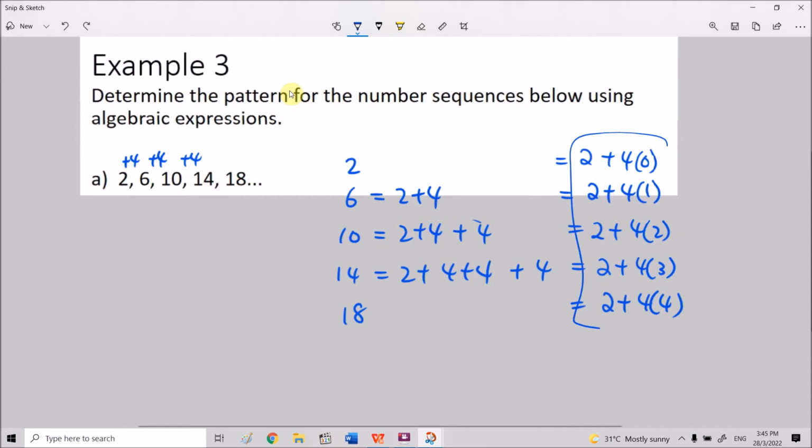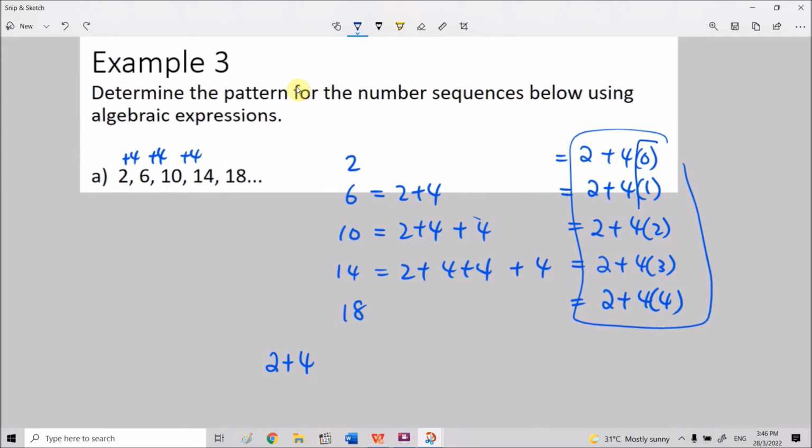Hence, if you want to write this, the pattern for the number sequence is 2 plus 4. And then remember, running numbers we replace with n. So 4 times n, where n equals to, we look at the first value of n, which is 0. Then we have 1 and 2, so we write 0, 1, 2, continue.